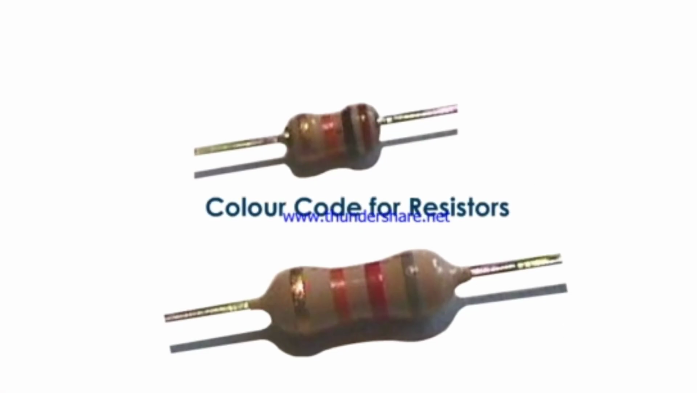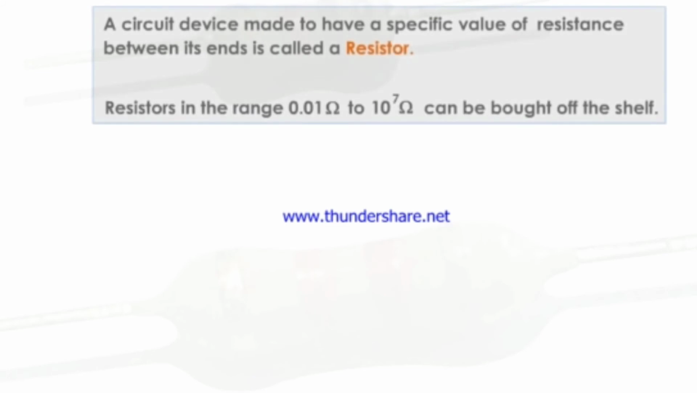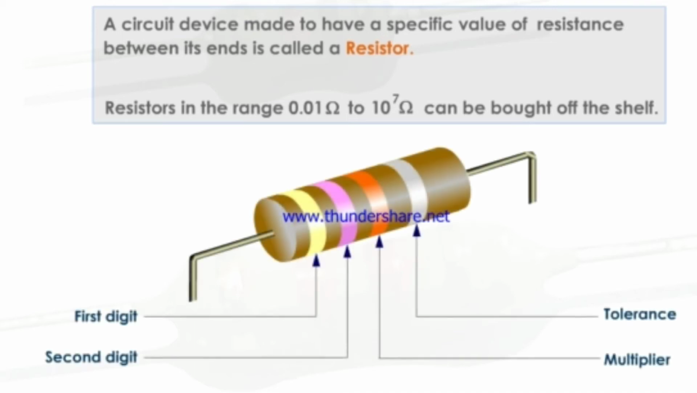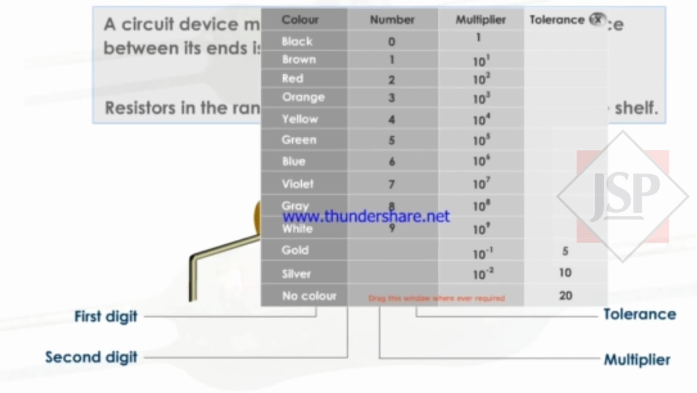Color code for resistors. A circuit device made to have a specific value of resistance between its ends is called a resistor. Resistors in the range 0.01 ohms to 10 raised to 7 ohms can be bought off the shelf. The resistor may be marked with a standard code using 3 or 4 color bands according to the color scheme shown in the table. The first two bands represent the significant digits. The third band indicates the decimal multiplier, and the last band stands for the tolerance level or the maximum power it can dissipate without damage.